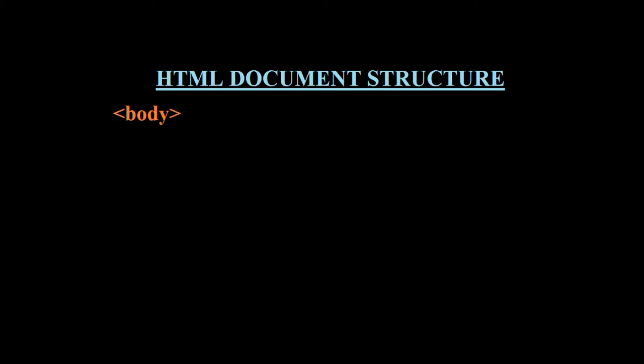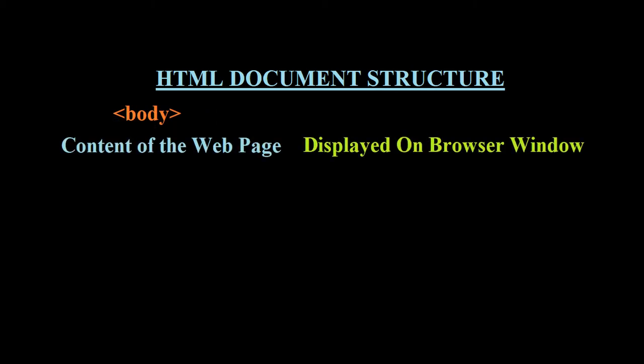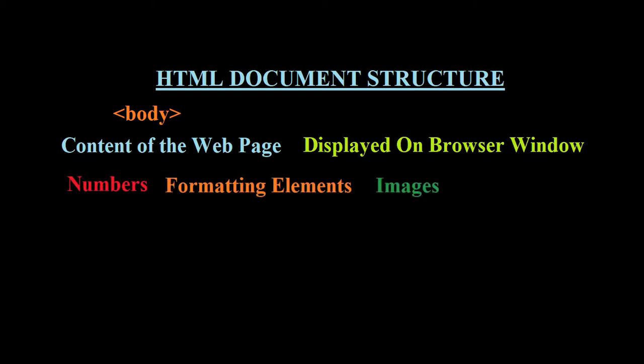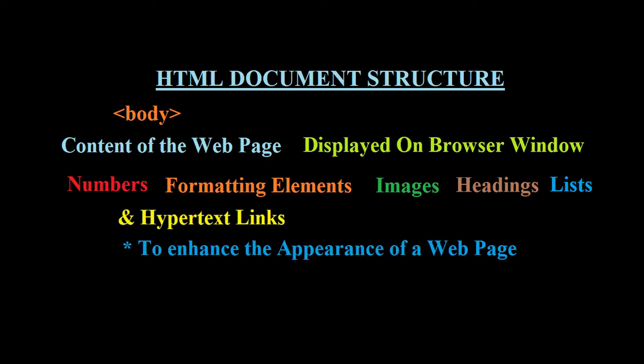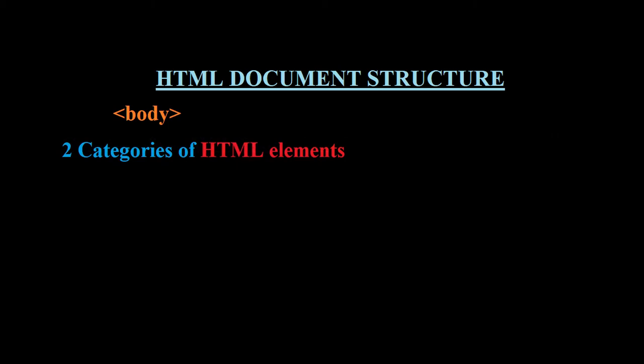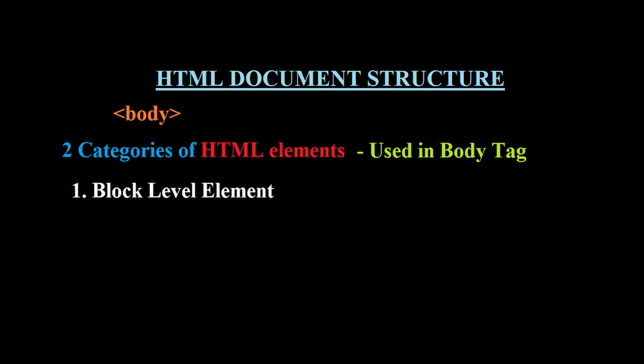The body tag contains the content of the document which gets displayed on the web page in your browser window. So in the body tag, we use a number of formatting elements, images, headings, lists, and hypertext links to enhance the appearance of a web page. So basically there are two categories of HTML elements used in the body tag. The first one is the block level element and the second one is the text level element.